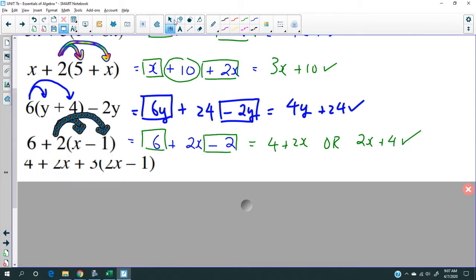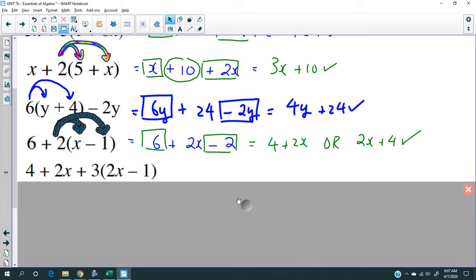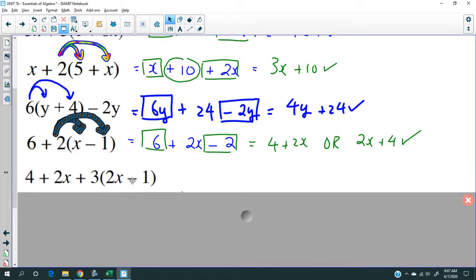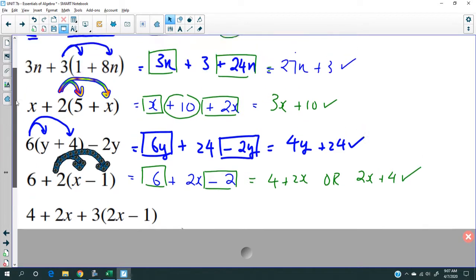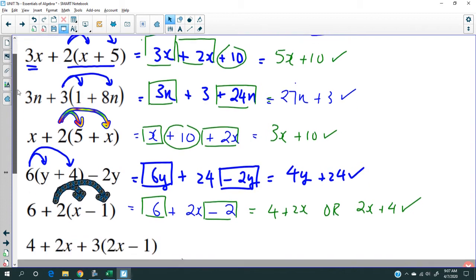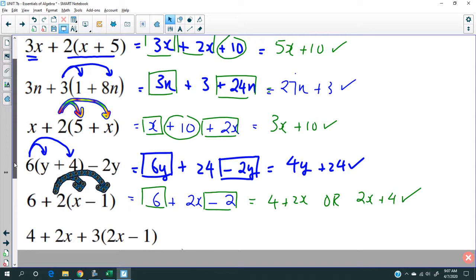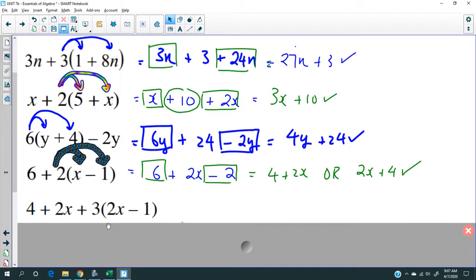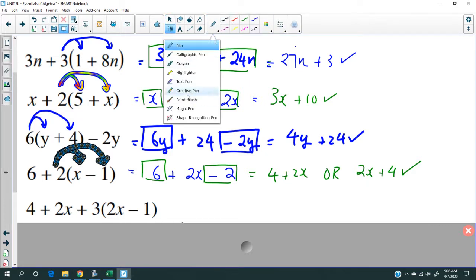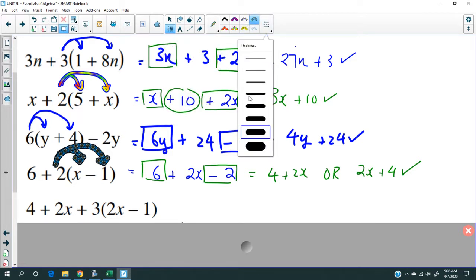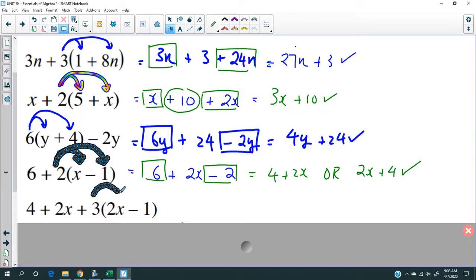Now it gets interesting. How is this one different from everything we've done so far today? Do you notice? If you don't notice, let's do this first. Let's use the flower again. So we're gonna leave this alone. This is the thing you gotta distribute.